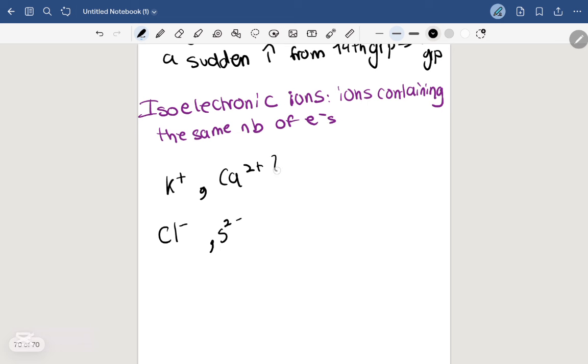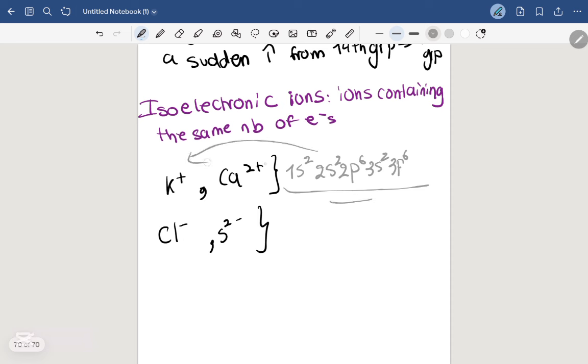So if you were to do the electronic configuration for either potassium or calcium, what would you get? You would get 1s2, 2s2, 2p6, 3s2, 3p6, 4s1. This will go bye-bye. So for both potassium and calcium, this is the ionic configuration. Whereas for both chlorine and sulfur, it is 1s2, 2s2, 2p6, 3s2, 3p6. There we go.